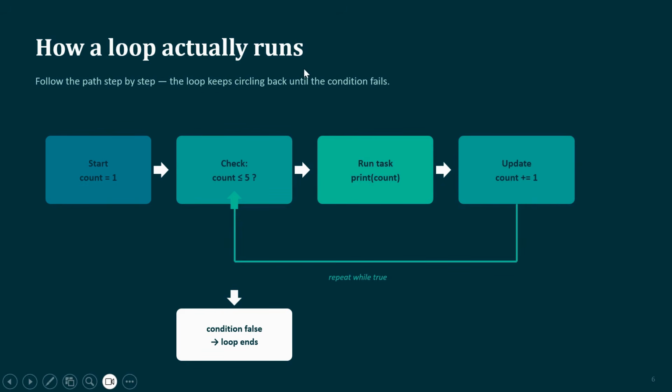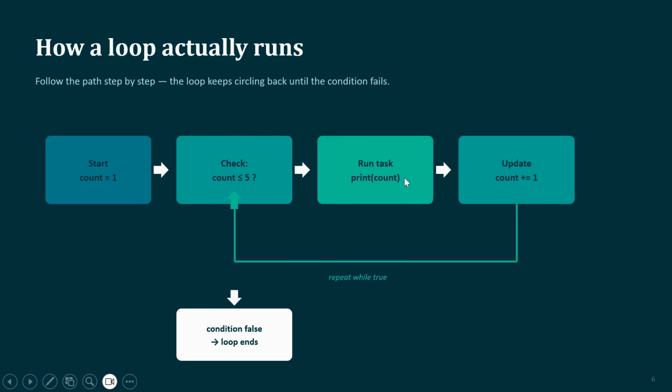How a loop actually runs: start count is equal to 1, check again. Like as I said, if it's hard coded, it just starts. Whether it's hard coded or not, in both conditions it checks. For example, it starts at 6, and it will check 6 less than or equal to 5. No, it will break and the loop ends. But if it's 1 or 2 or 3 or 4, then it checks.